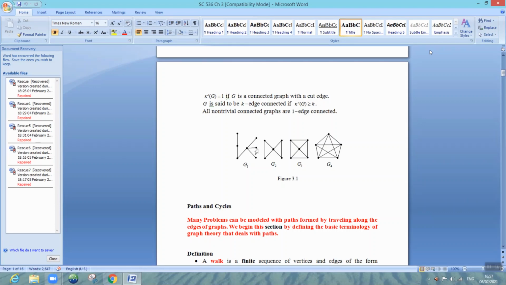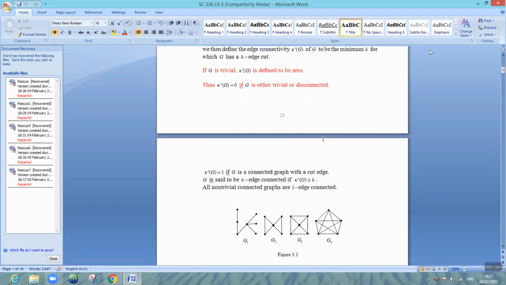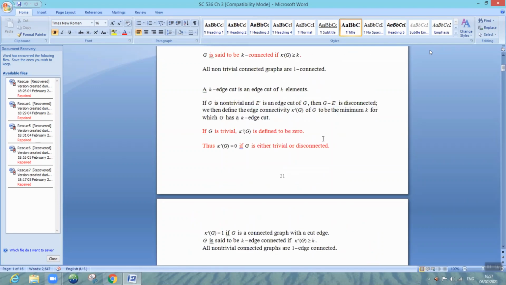So to disconnect here, the minimum number of edges is if you remove this and this, you can. Here, to disconnect, you have to remove the minimum edges. If G is non-trivial and E dash is an edge cut of G, then G minus E dash is disconnected. We then define the edge connectivity of G to be the minimum k for which G has a k edge cut.